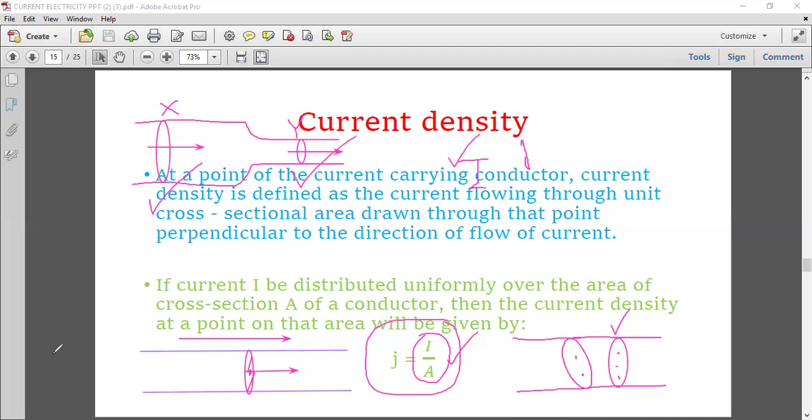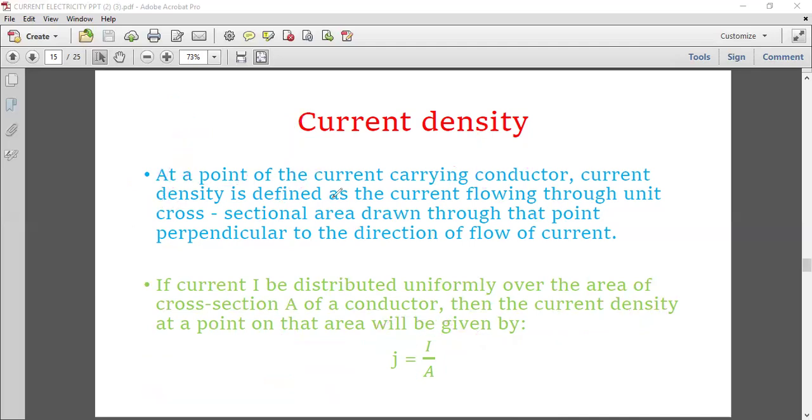So, what is the first point in this topic? You can see once again, what is current density? Current density at any point of the current carrying conductor is defined as the current passing through unit cross-sectional area perpendicular to the direction of current. This is the first point. It's clear. If we assume that current is distributed uniformly over the area A, then current density is given by J equals I upon A.